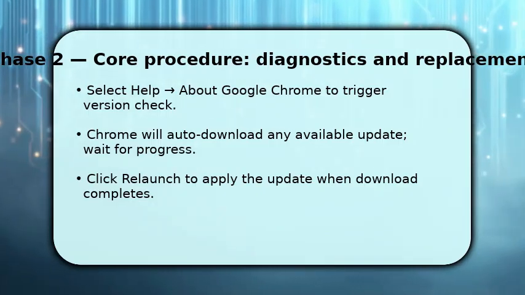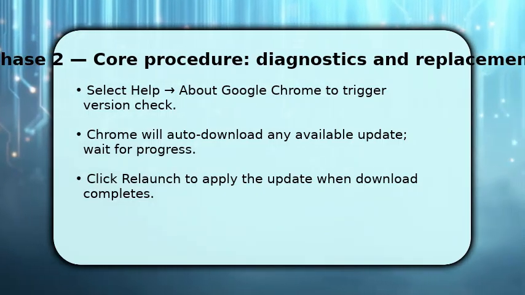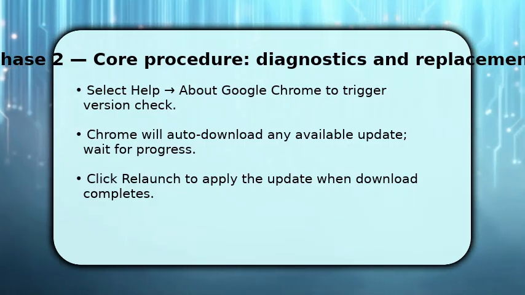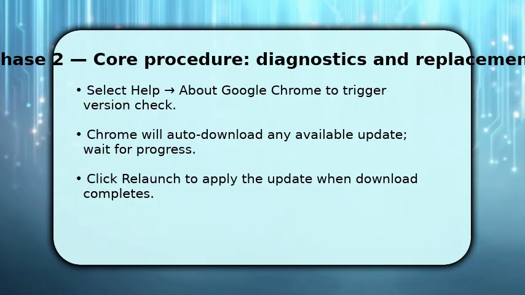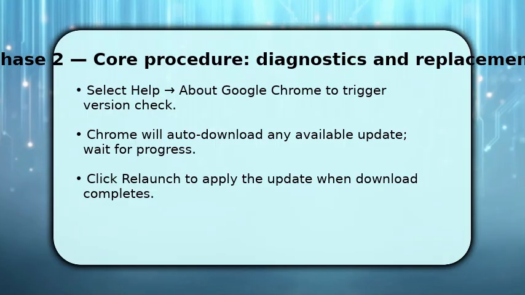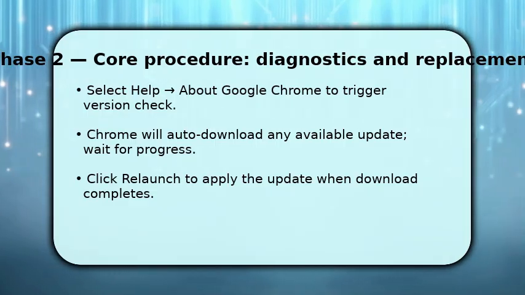While it downloads, save work in other apps. Updates can require a relaunch. Once the download is complete, you'll see a relaunch button. Click it to install the update and restart Chrome, so changes take effect and security fixes become active immediately.